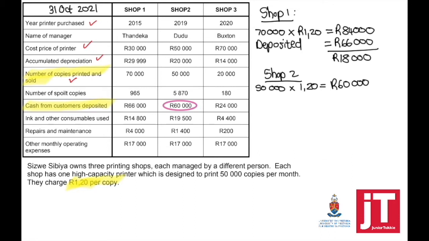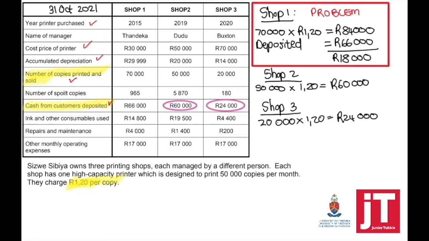This means that there's money missing. If we look at shop number 2, the number of copies made was 50,000, and the expected money coming in, 60,000, and the cash from customers deposited, 60,000. It means there isn't any problem. Shop number 3, the same. The money expected to come in was 24,000, and the money deposited is exactly the same. So there's no money missing. So clearly with shop number 1, that is a problem with the money being missing of 18,000.